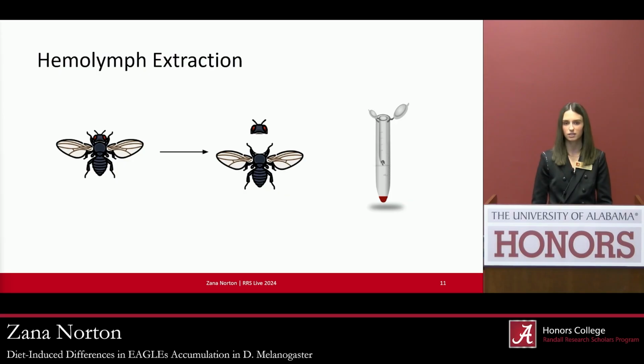The second aspect of this project is the hemolymph extraction. Using a hollowed needle, a hole is punctured in the base of a small microfuge tube, which is placed inside a larger microfuge tube as shown in the figure to the right.